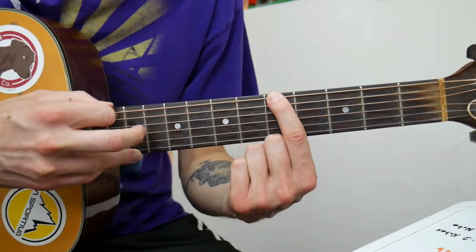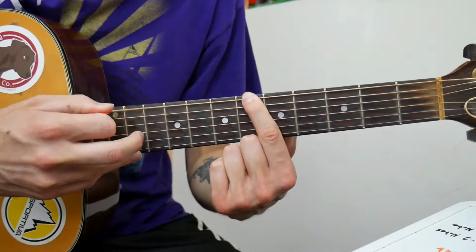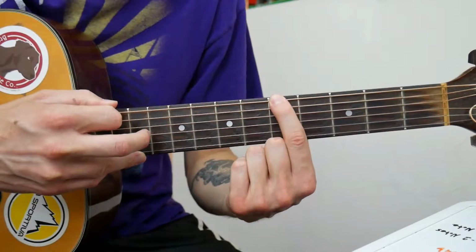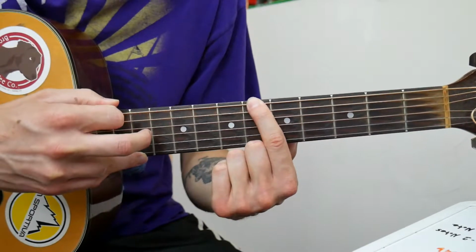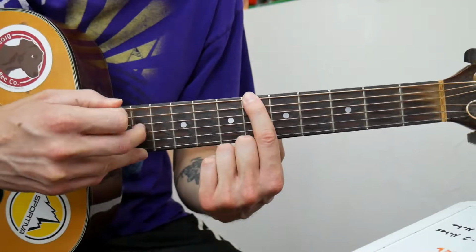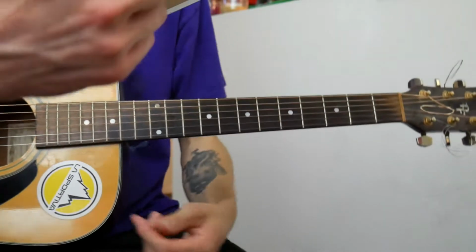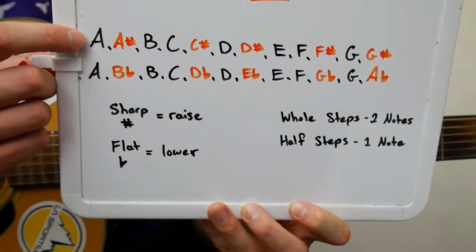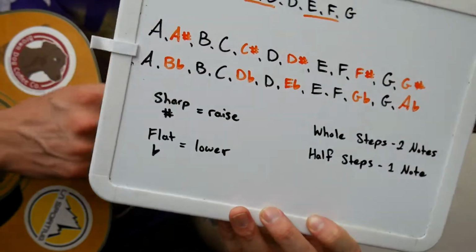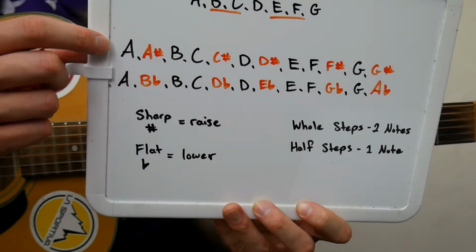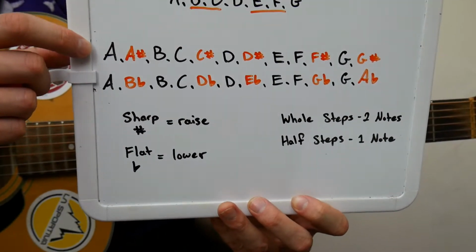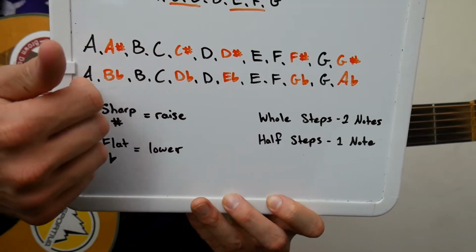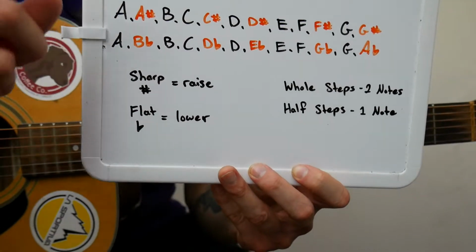When you sharp a note, you raise it. When you flat a note, you lower it. So A sharp, B flat. Okay? So that's what that means. When you're going up the notes, it's A, A sharp, B, C, C sharp, D, or you can look at it as flats. You can look at it in two different ways, and that's where it gets a little confusing, but stick with me.